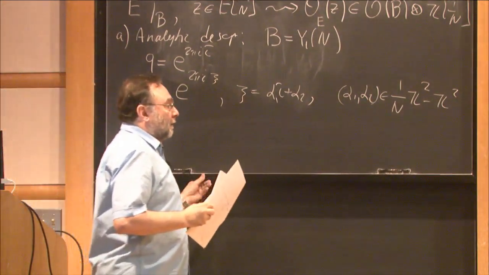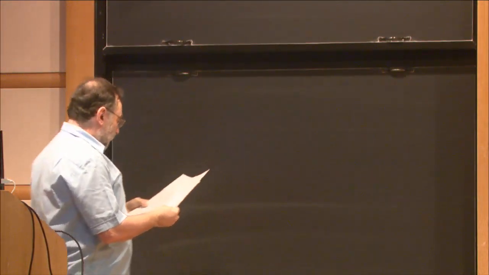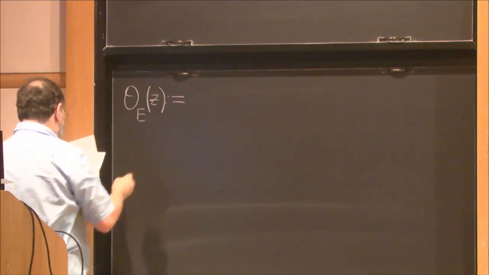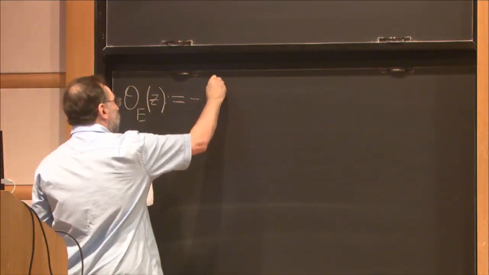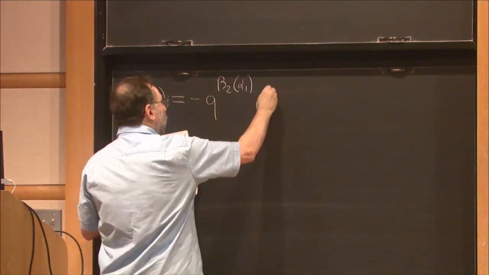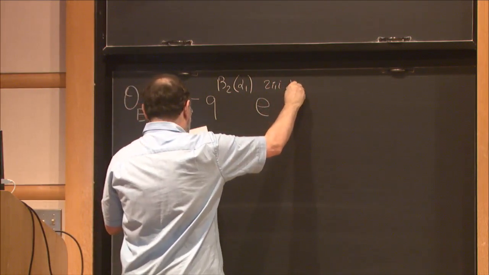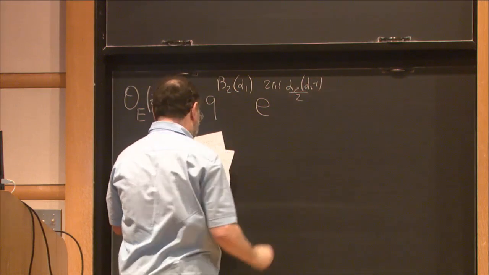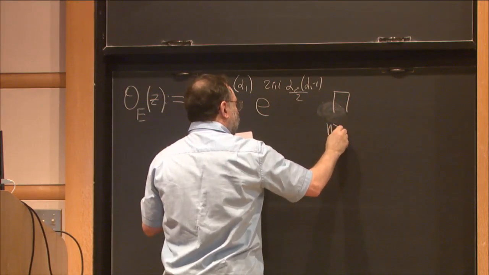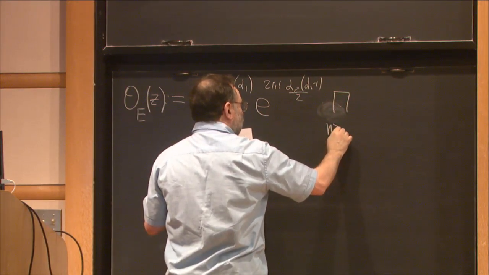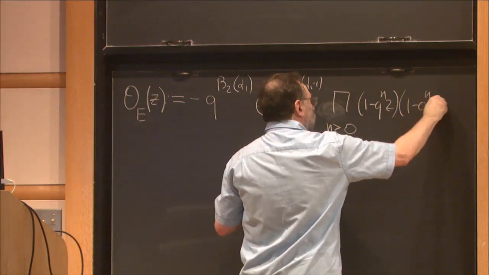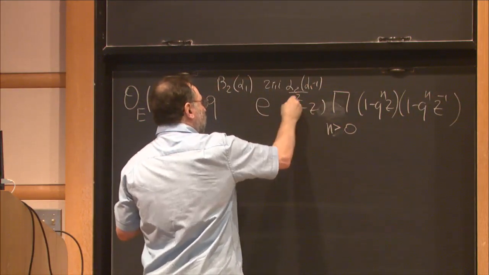And then comes the formula. So the formula is this. This theta e, this is Siegel unit of z, is defined up to little normalization, so q to the second Bernoulli polynomial of alpha 1 times some root of unity, 2 pi i alpha 2 times alpha 1 minus 1 divided by 2. And now the important thing is 1 minus z. You can write it this way. It's a product over n bigger or equal. Let me write it this way: 1 minus q to n z times 1 minus q to n z inverse. And then still 1 minus z here.